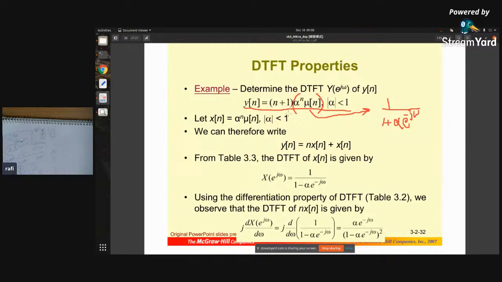When you multiply with n plus 1, what happens? If you take this x of n, whose DTFT you know, then y of n is n into x of n plus x of n, because n plus 1 is there: n into alpha power n u of n plus 1 into alpha power n u of n. So have you seen this property somewhere?